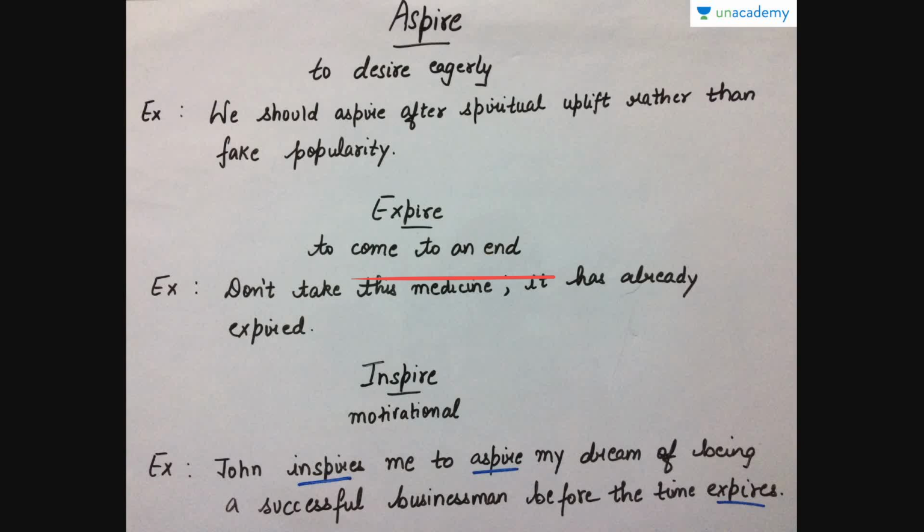The next one is expire, that is to come to an end. As we say, the medicines expire, so we must check the date of manufacturing and expiring on the things, on the eatable items. For example, don't take this medicine, it has already expired. It has come to an end. The time limit has been ended.